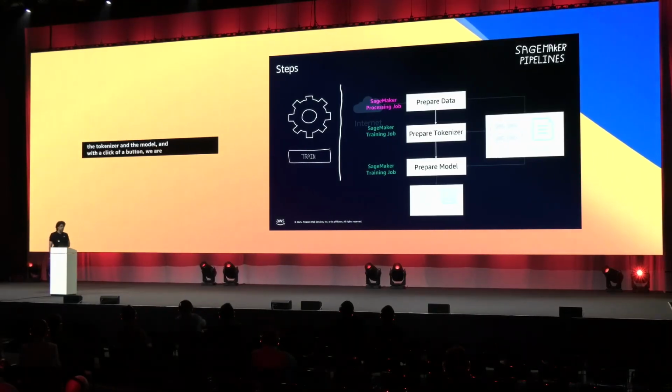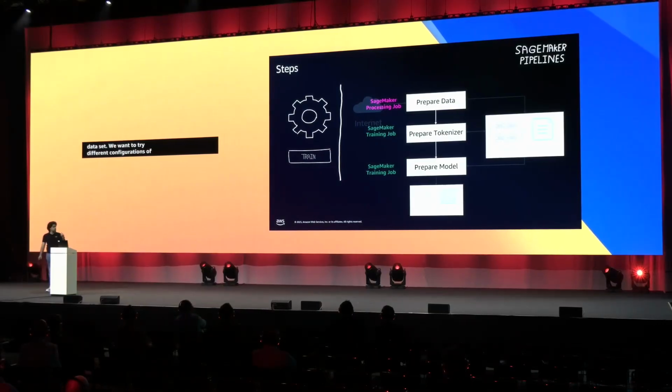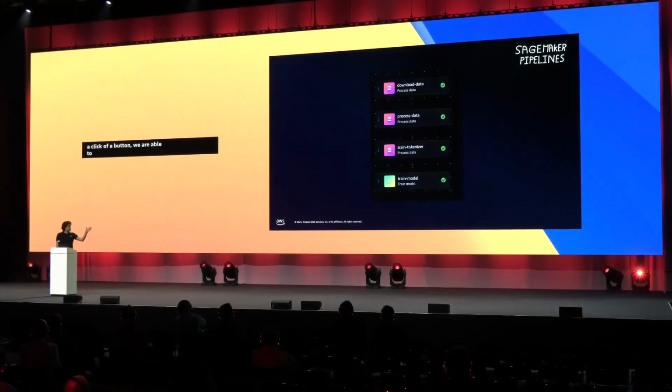And why is this useful? Because we want to try different configurations of the data set. We want to try different configurations of the tokenizer and the model. So with a click of a button, we are able to just get the trained model in the end. And this is how it looks on the UI of SageMaker pipelines. And you can see these are the 4 steps we have done previously.